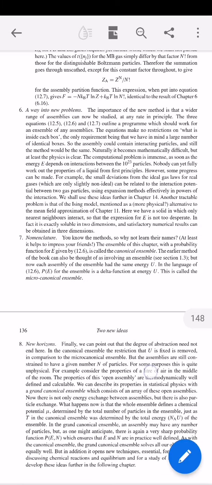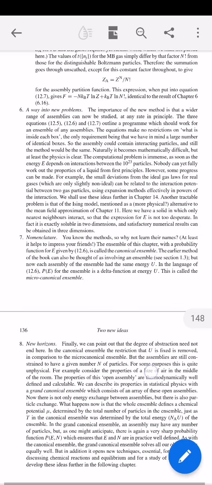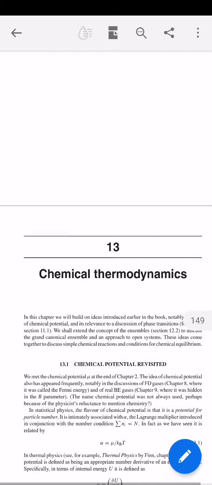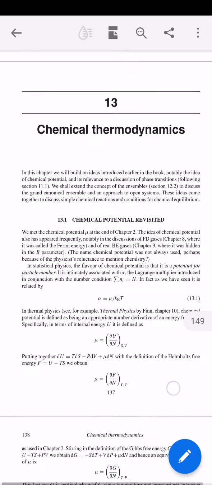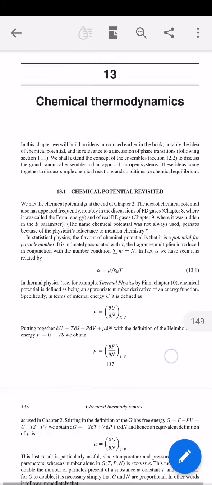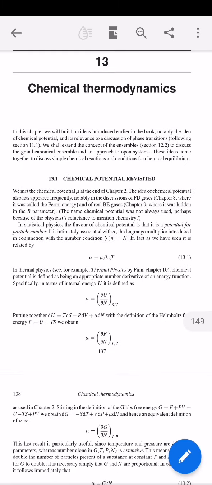Canonical ensemble, so the probability function is canonical. New horizons. Chemical thermal. Chapter 13, the final one I suppose, builds on the ideas introduced earlier in the book, notably the idea of chemical potential energy, its relevance to a discussion of phase transitions, and we shall extend the concept of the ensembles here to discuss the grand canonical ensemble and an approach to open systems. The ideas come together to discuss simple chemical reactions and conditions for chemical equilibria.